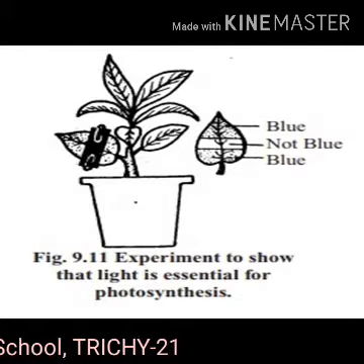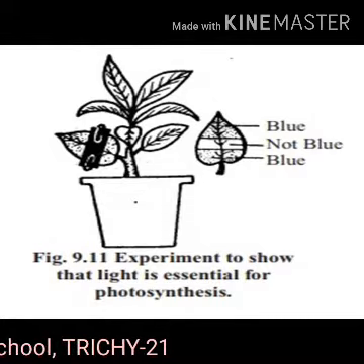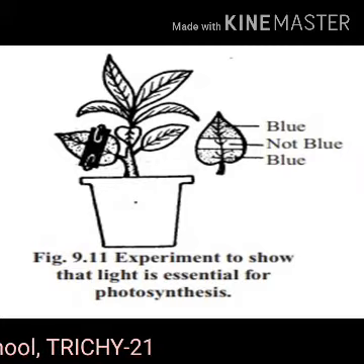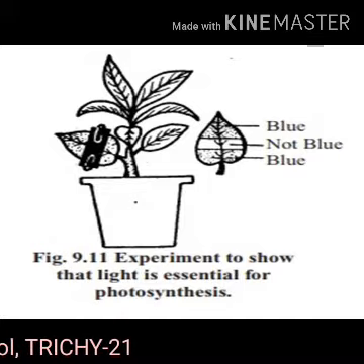Next activity, place a potted plant in a dark room for about 2 days to destarch its leaves. Cover one of its leaves with a thin strip of black paper as shown in the picture. Make sure that the leaf is covered on both the sides. Keep the potted plant in bright sunlight for 4 to 6 hours.